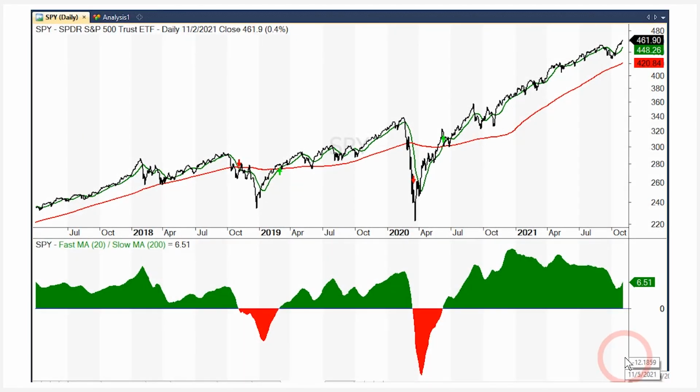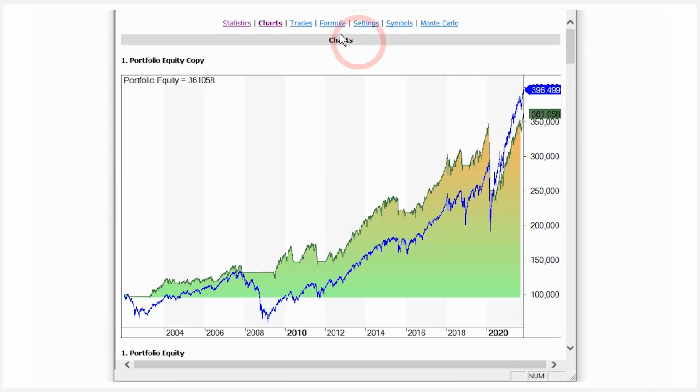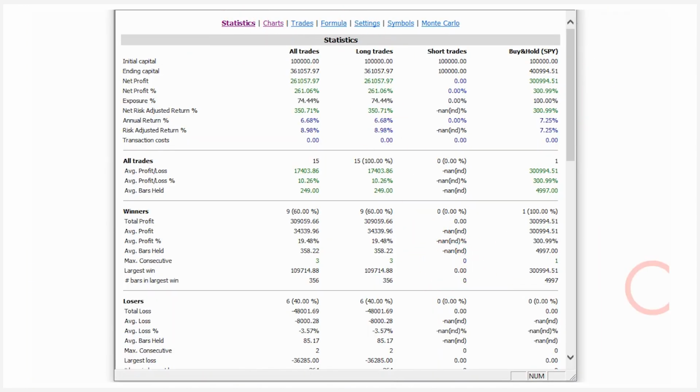So here is SPY with the 20-day and the 200-day moving average, and you can see the signals with the red arrow and the green arrow. And this is the price oscillator that shows the difference between the two moving averages, and you can see when the 20 days above the 200-day and below. But of course, we need to quantify these signals with a proper back test here.